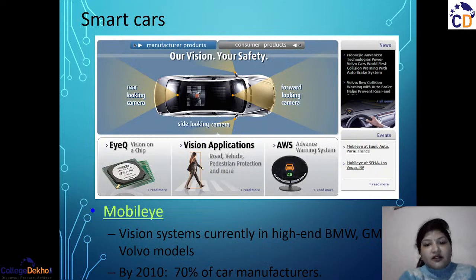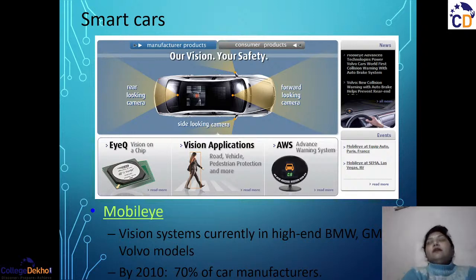Then we have smart cars. In the future, one of the widely used applications will be smart cars. We have smart cars like Tesla. It is moving on the road, and it is identifying the different objects surrounding that car, right?